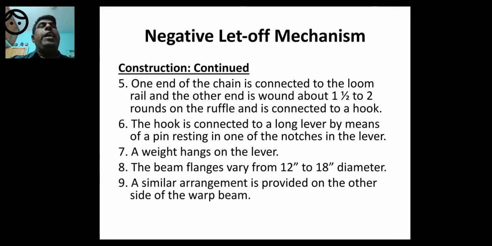Next point, a dead weight hangs on the lever. Next, the beam flanges vary from 12 inch to 18 inch in diameter. The flanges that we have talked about, they vary from 12 inches to 18 inches in diameter.